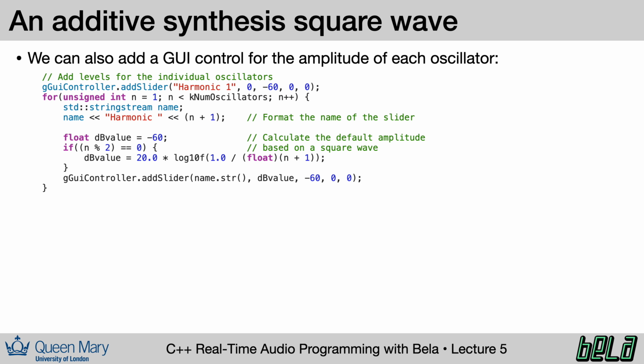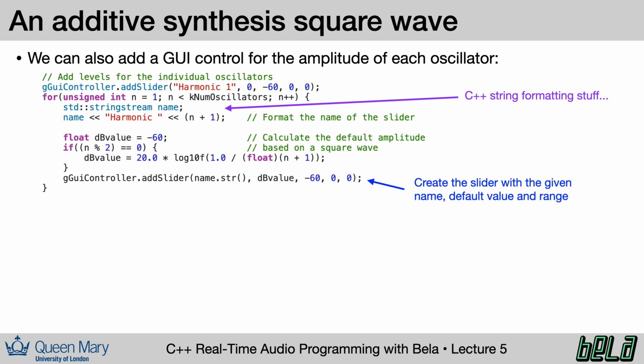The other feature of our additive synthesizer is going to be to have controls which let us manually adjust the amplitude of each individual harmonic component. We'll start out by implementing the amplitudes of a square wave, but then you can adjust it yourself in the GUI. So you'll find inside the setup function the following for loop. It starts out with some C++ string formatting stuff that I'm not going to get into here, but the important part is that for each iteration of the for loop, we are adding a slider to the GUI, giving it a default value and a range of -60 to 0 dB. And then finally, we have the calculation of the amplitude in decibels for each harmonic of the square wave.